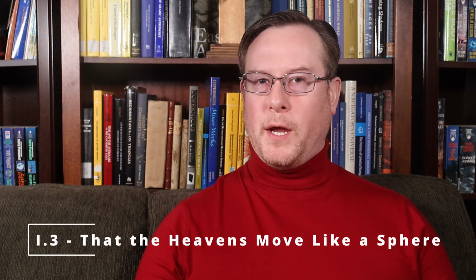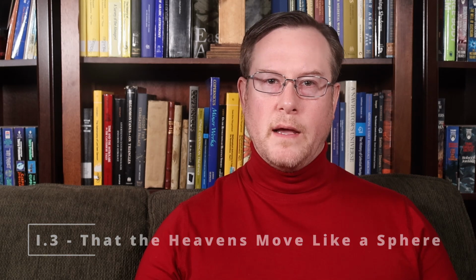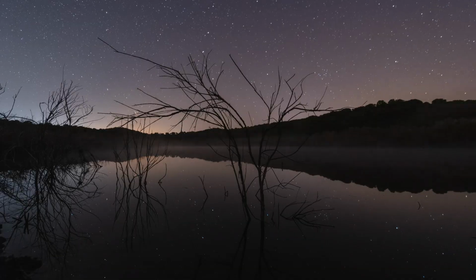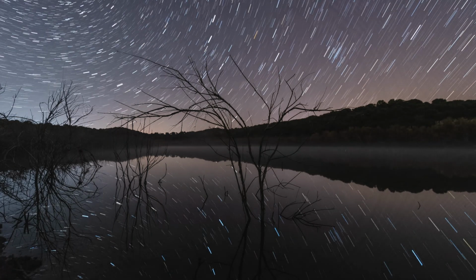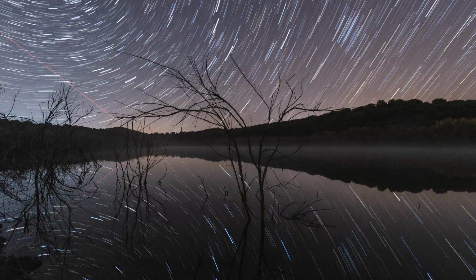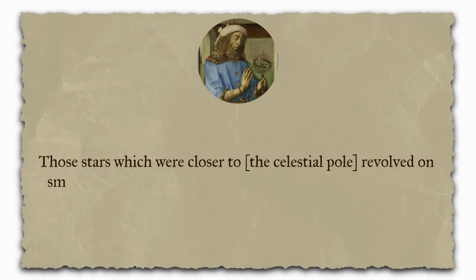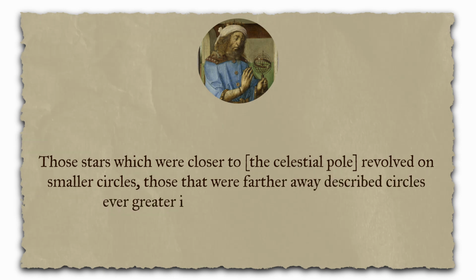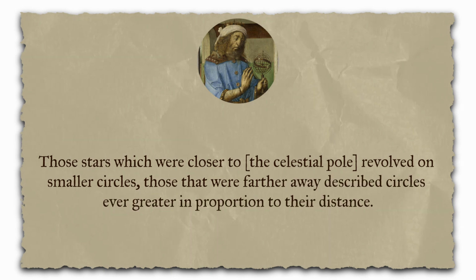But before doing that, he tells us that we'll need to make some underlying assumptions and observations about the nature of the cosmos. The first is that the heavens appear to move like a sphere around us. This is essentially introducing the concept of the celestial sphere. Ptolemy justifies this by noting that the stars all seem to rotate around a pole exactly in the manner we should expect if we were at the center of a sphere, being rotated around an axis in which those stars which were closest to the pole revolved on a smaller circle, while those that were further away described circles ever greater in proportion to their distance.